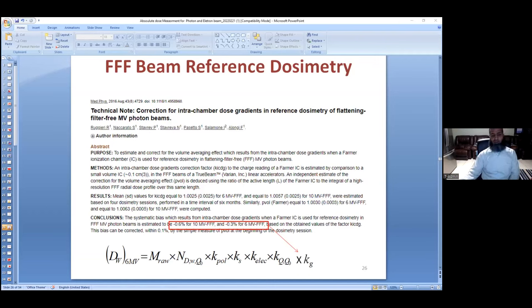And if you want to go into a bit more detail, there is the small field dosimetry report, TRS 481, I think, which was recently published for small field dosimetry. They have talked about this non-uniformity correction factor for the FFF beams. So if you apply these additional corrections, then you will get a proper dose for your particular energies. So thank you very much for listening to me. If you have any questions, I'm happy to answer.